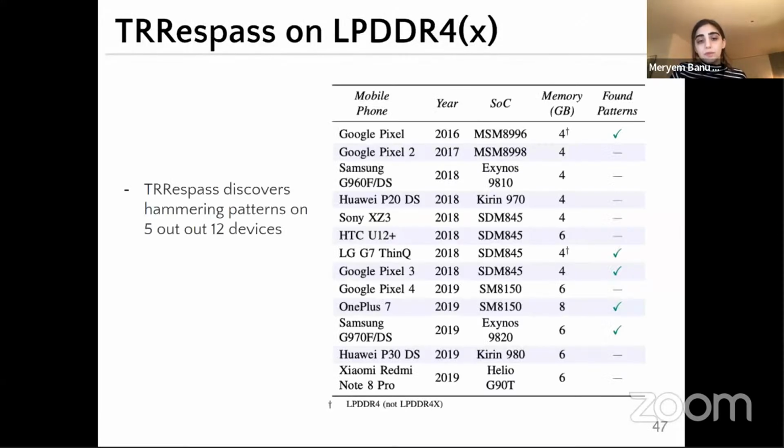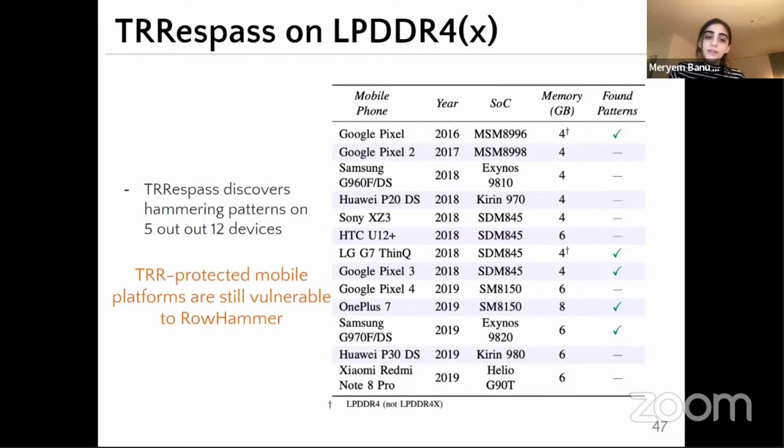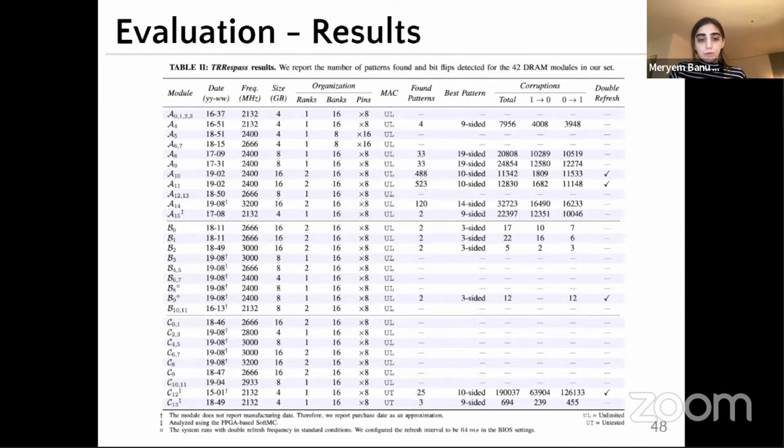Testing the effectiveness of TRR on mobile devices, we see that TRRespass can create bit flips in 5 out of 12 devices tested. This demonstrates that mobile platforms are also still vulnerable to RowHammer, despite the existence of in-DRAM TRR. And this is the complete set of results we have. We now talk about the specific results we get from each vendor separately.